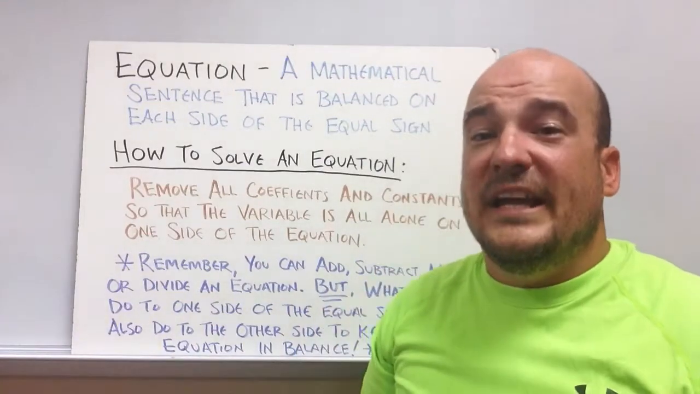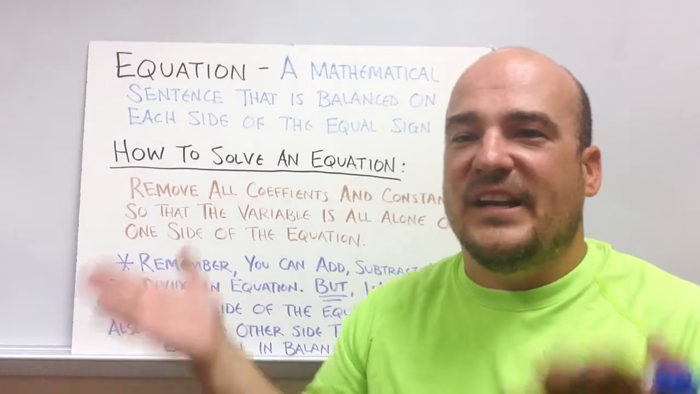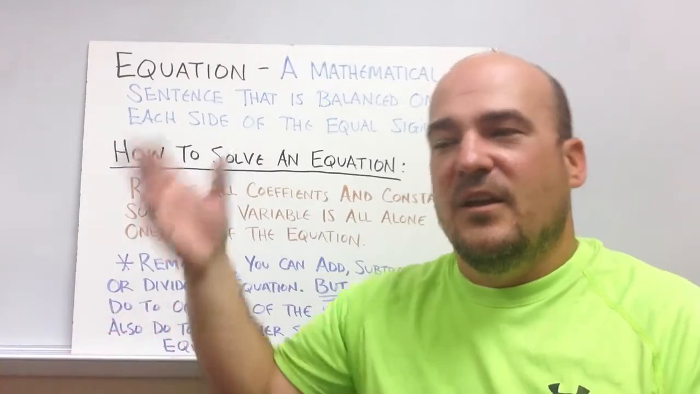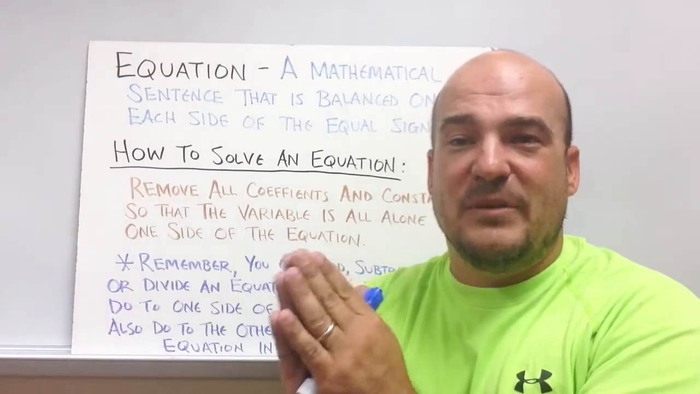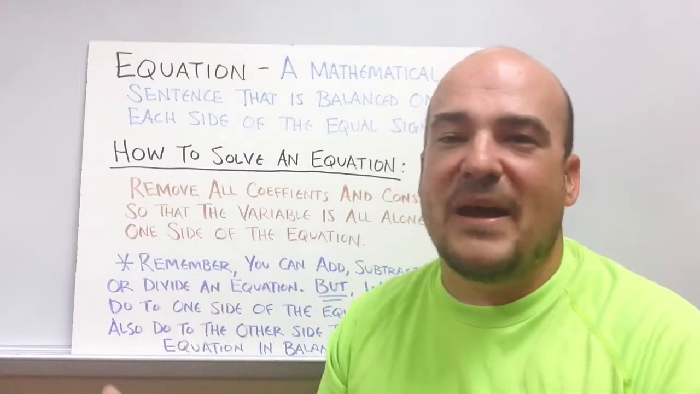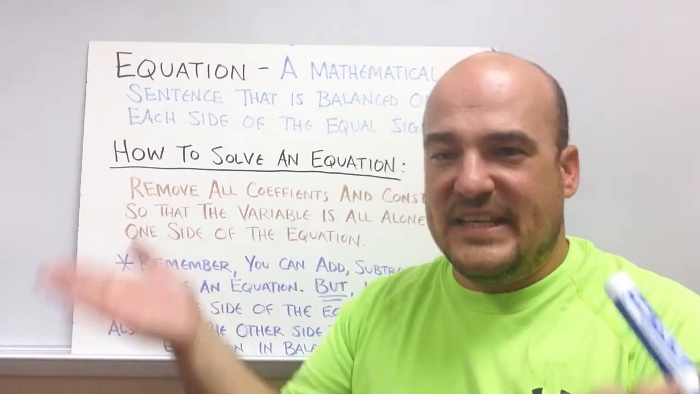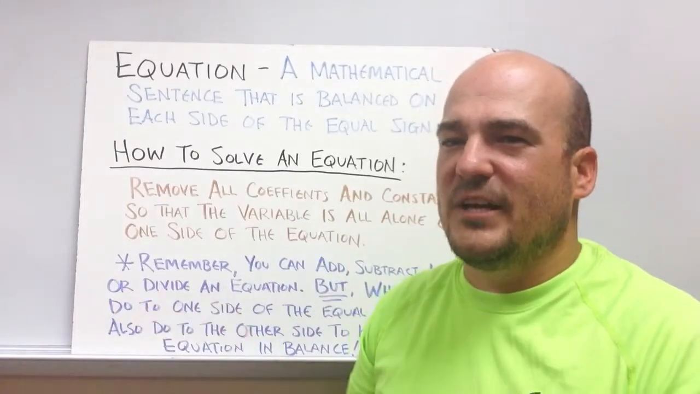Alright, here we go. An equation is a mathematical sentence that is balanced on each side of the equal sign. The left side is always equal to the right side. That's why there's an equal sign in between, to show that they're in balance. So an equation is just a mathematical sentence that's balanced on both sides of the equal sign.